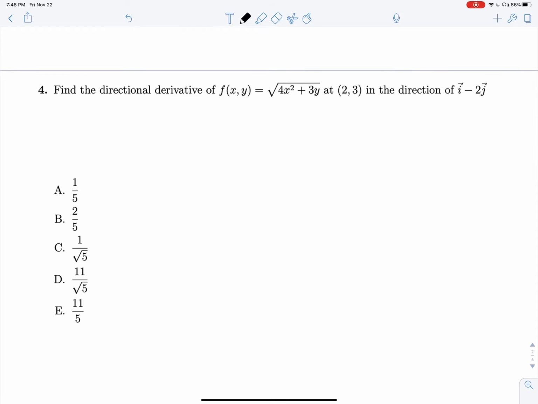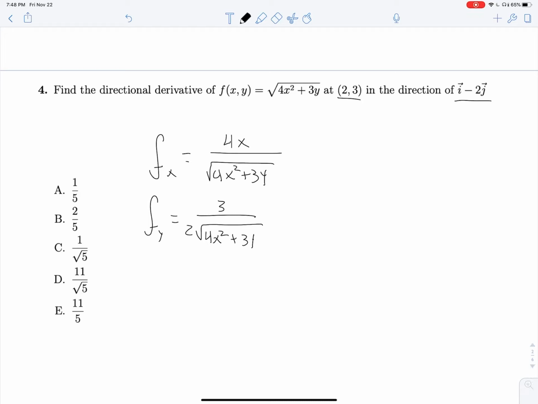Okay, here we're finding the directional derivative of a function at this point pointing in this direction. So taking the same steps as before, we need an fx and an fy. Let's find those quickly. We will get 4x over root 4x squared plus 3y for fx, and we will get 3 over 2 root 4x squared plus 3y for fy. And we're evaluating this at 2, 3. This will give us 8 over 5, and this will give us 3 over 10, which we can put in the same form. This is 16 over 10, and this is still 3 over 10. And you'll see why putting everything in with the same denominator will be helpful later.